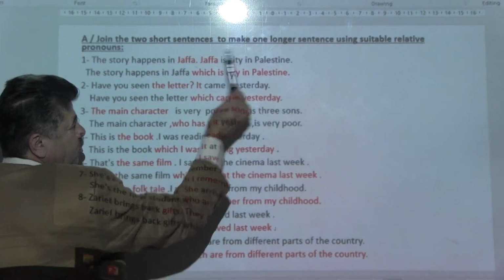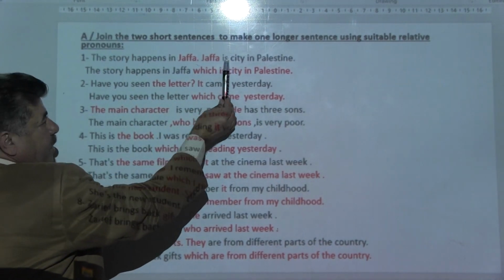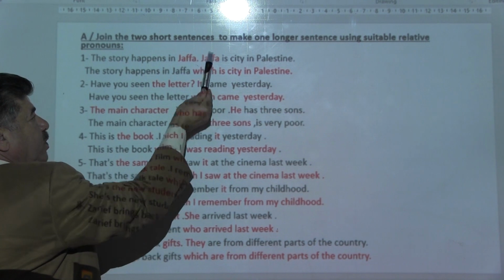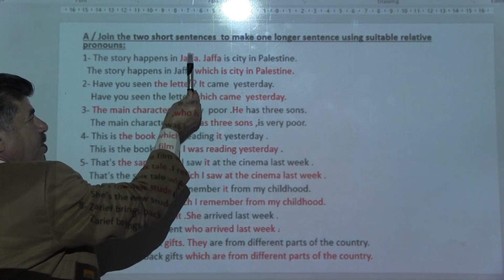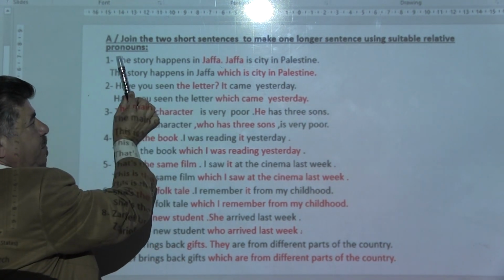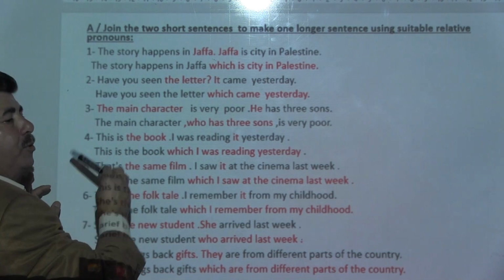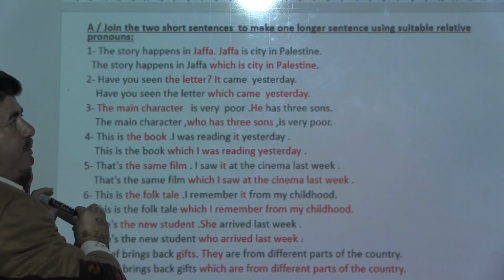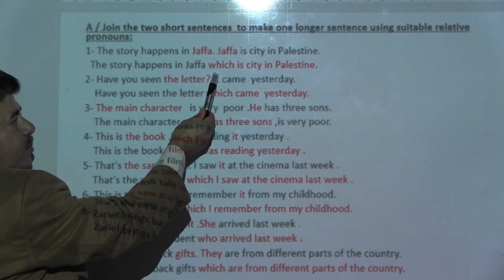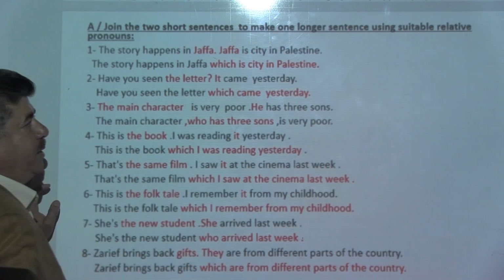And this is the second clause. The story happens in Jaffa. Jaffa is the city in Palestine. Now, the word is repeated, Jaffa and Jaffa. The story happens in Jaffa. We don't make any changes in the first sentence. I delete the second pronoun or noun which refers to the one before it, and I replace it with the relative pronoun which, then you complete: which is city in Palestine.